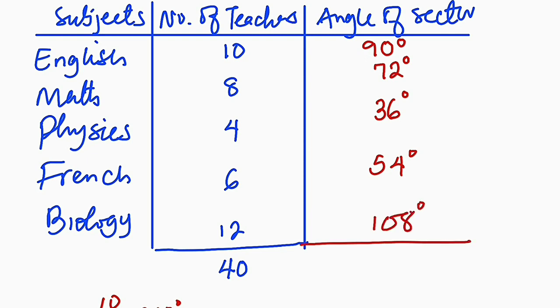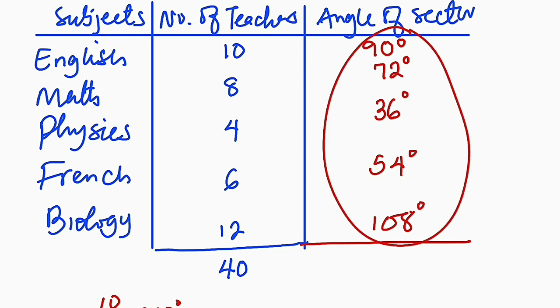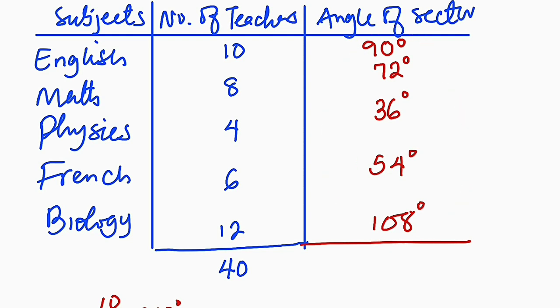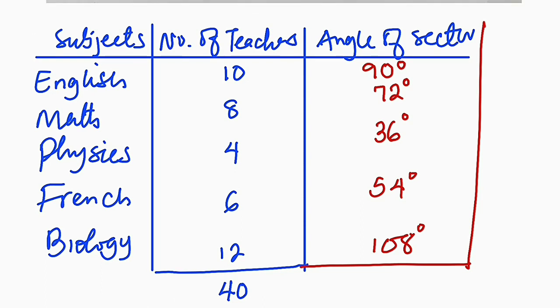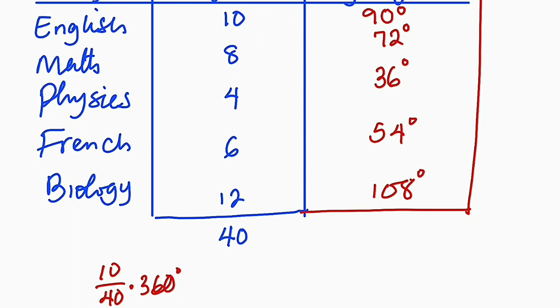And if you want to confirm these angles, you can add all of them together. You must get 360 degrees. Let's do that. 90 plus 72 plus 36 plus 54 plus 108. That's exactly 360 degrees.